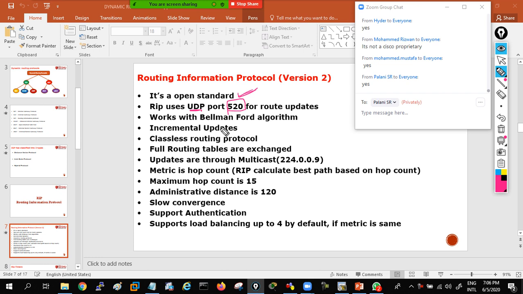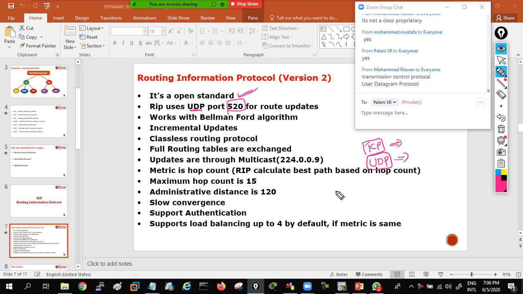At the moment, what is TCP? Can you please type for me? What is TCP? Transmission Control Protocol. What is UDP, guys? Everybody. What is UDP? User Datagram Protocol. If you don't know that, please write it there.